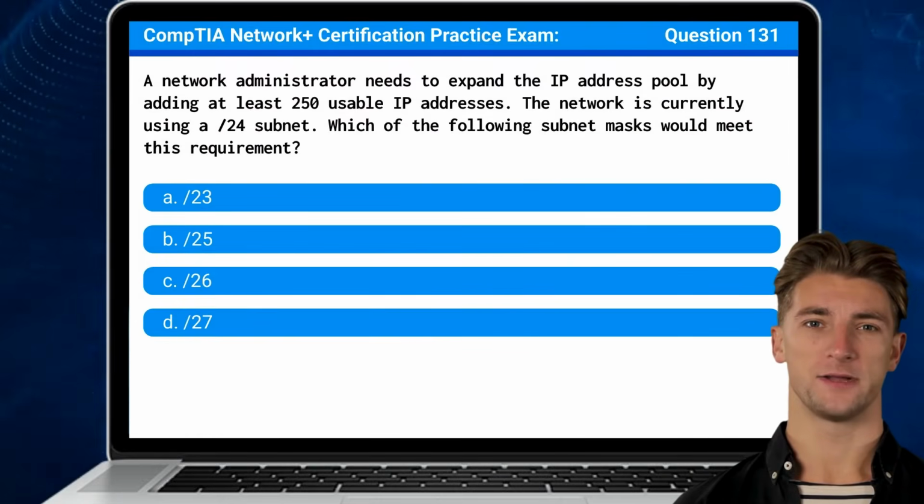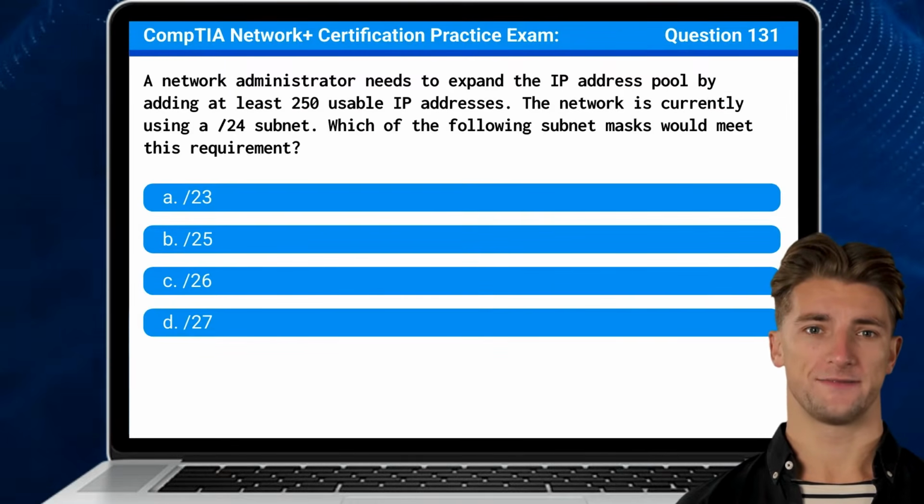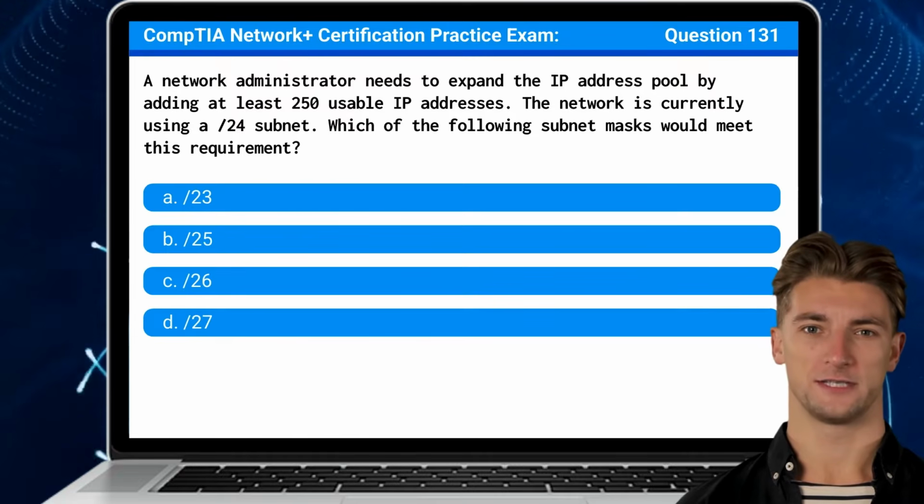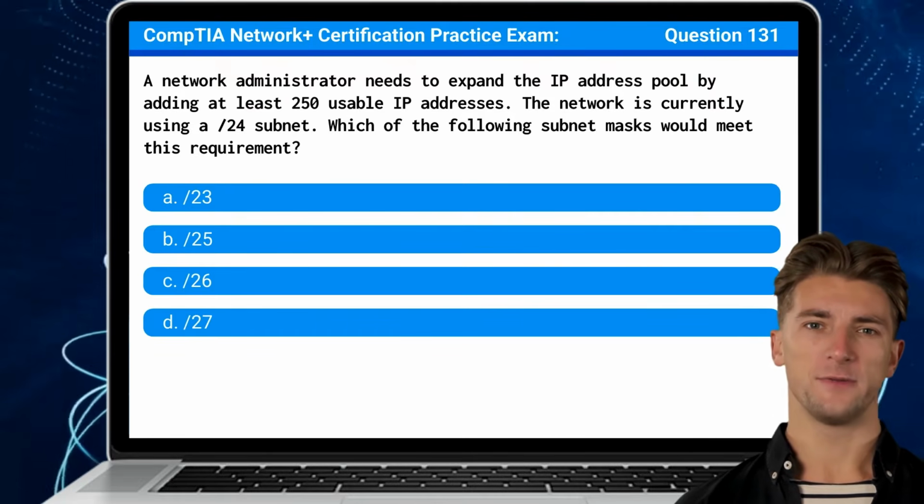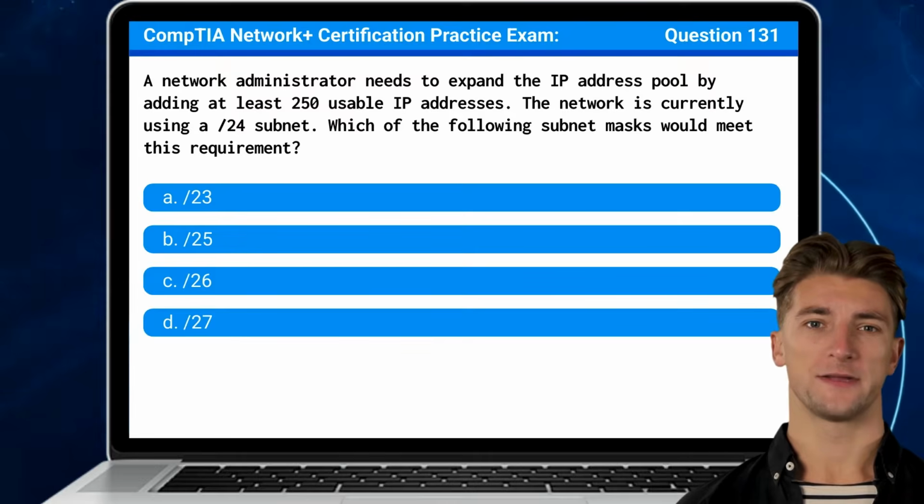Question 131. A network administrator needs to expand the IP address pool by adding at least 250 usable IP addresses. The network is currently using a /24 subnet. Which of the following subnet masks would meet this requirement?